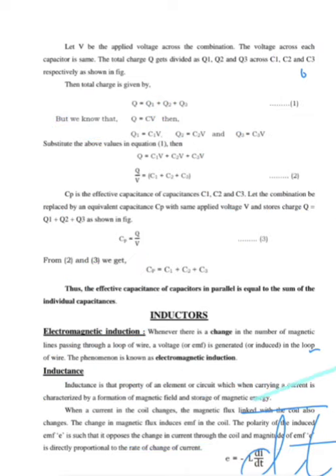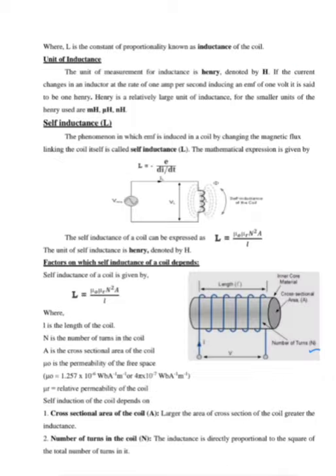So inductance is a property of an element which, when carrying a current, is characterized by the formation of a magnetic field, and that can also store the magnetic energy. Clear? Now let us see what is the unit for inductance. The unit for inductance is Henry, that is denoted by the letter H.